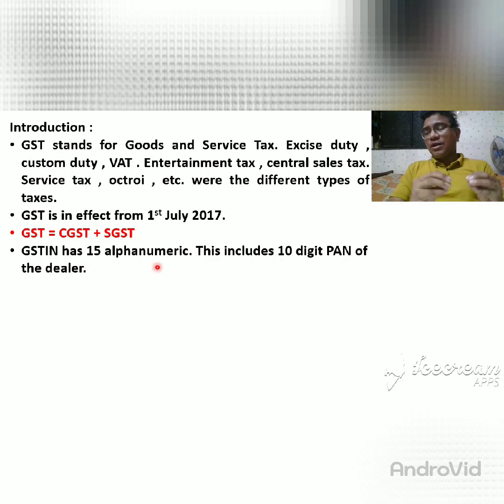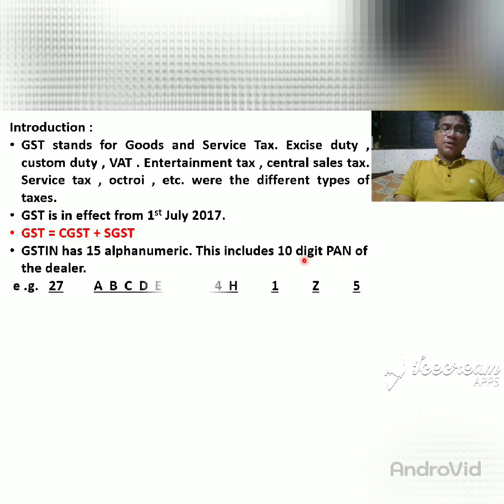The GSTIN has 15 alphanumeric characters. When you register for GST, your yearly turnover is 25 lakhs. The person whose yearly turnover is 25 lakhs registers for GST, and that registration number is called GSTIN. That GSTIN has 15 alphanumerics. Ten digits are the PAN of the dealer.